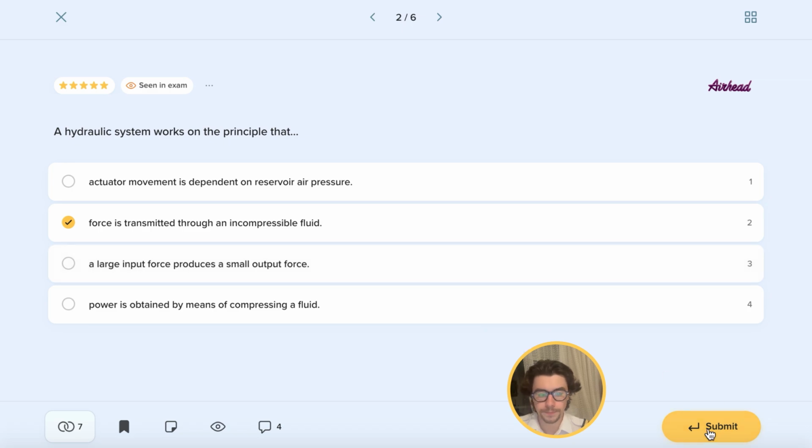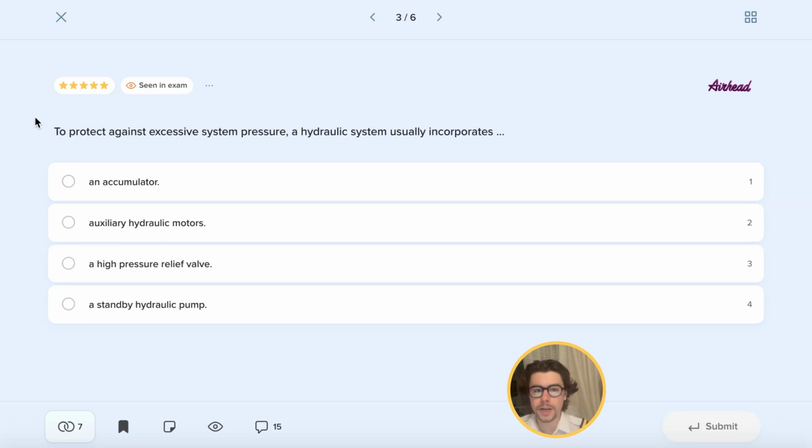For question number 3, to protect against excessive system pressure, a hydraulic system usually incorporates... Of course, as we said before, an accumulator stores pressure. It will give us some energy in case of leak or pressure loss. So this will not protect us against excessive system pressure. And this will be done by a high pressure relief valve.